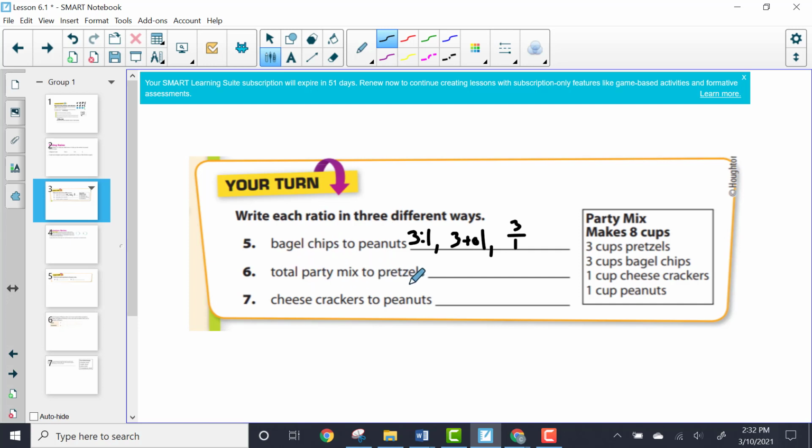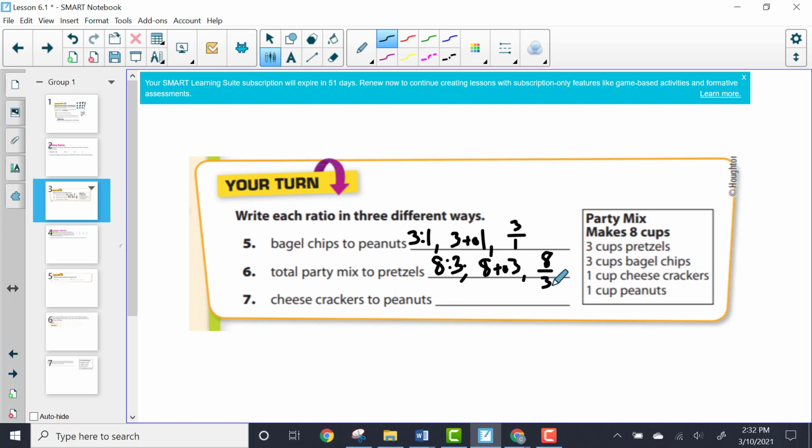Now, total party mix to pretzels, this is whole to part. The total party mix, we can see there are a total of 8 items. So we could write this as 8 total items to pretzels, there's 3 pretzels. So 8 to 3. We could do 8 to 3 written this way, and then also 8 over 3. Again, this is whole to part here.